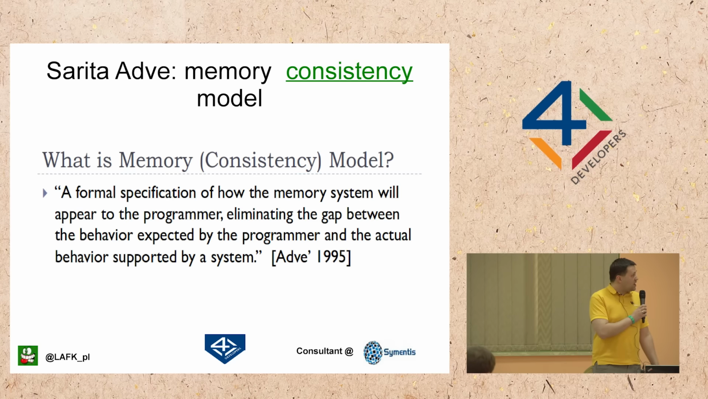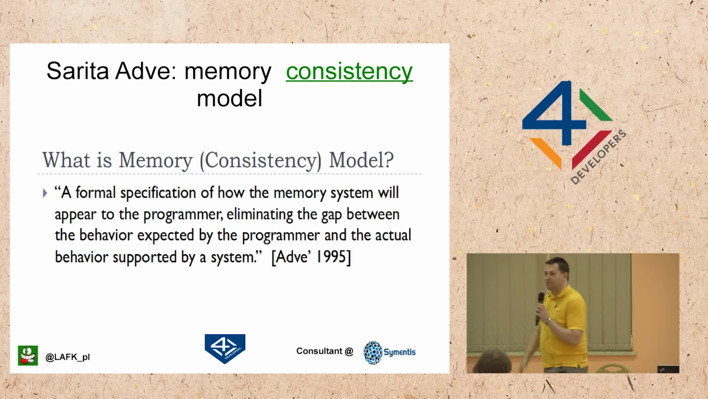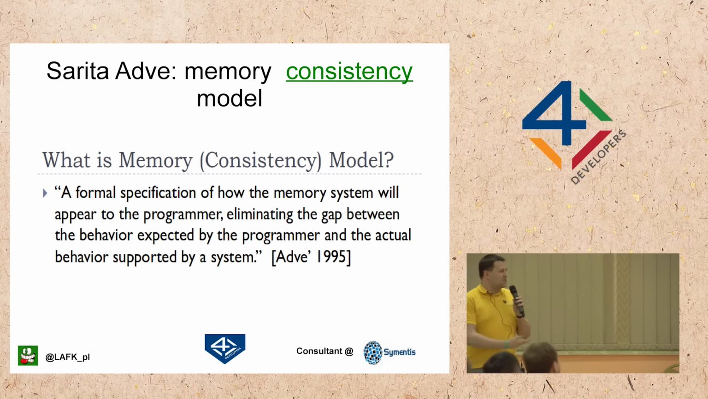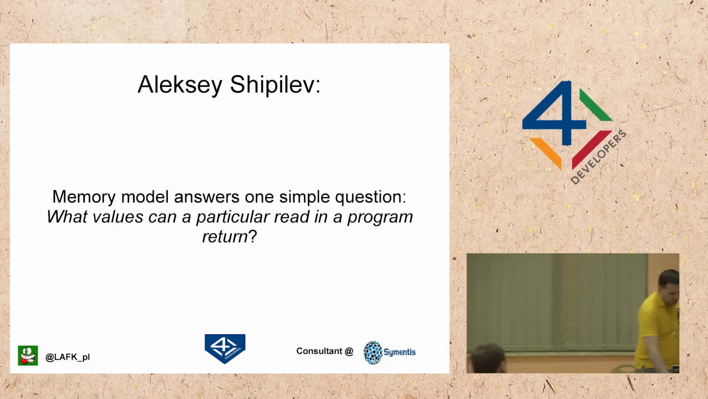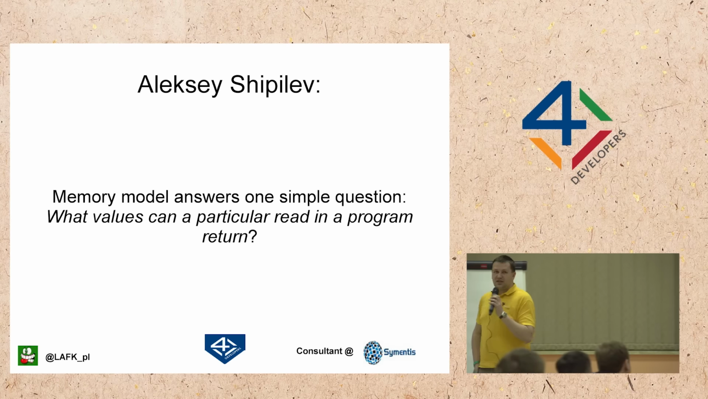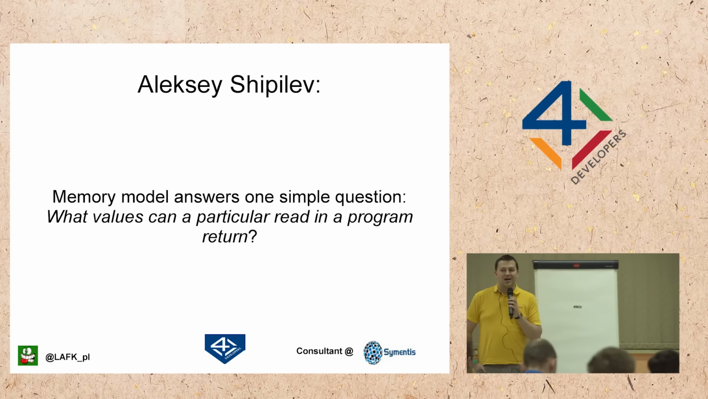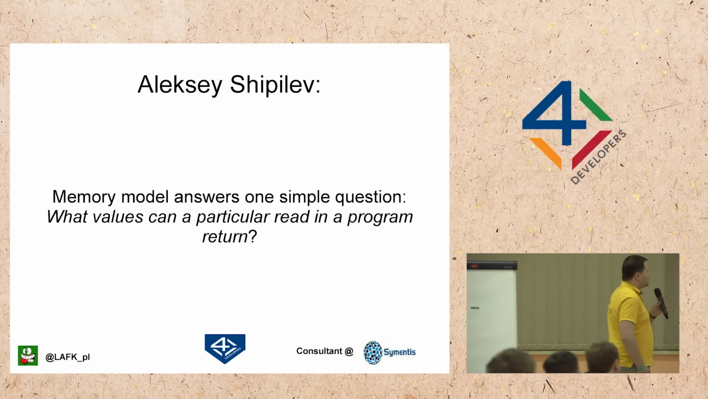The specification of how the memory system will appear to the programmer, eliminating the gap between the behavior expected by the programmer and the actual behavior supported by the system. Wow. What this says is that my expectation as a programmer can be quite wrong. There's apparently some gap between what the systems do and what they pretend they do. Okay, freaky. Onwards. Alexei Shipilev, our resident Oracle Java performance guru, says it even more simply: basically, the Java memory model answers one simple question. What values can a particular read in a program return?